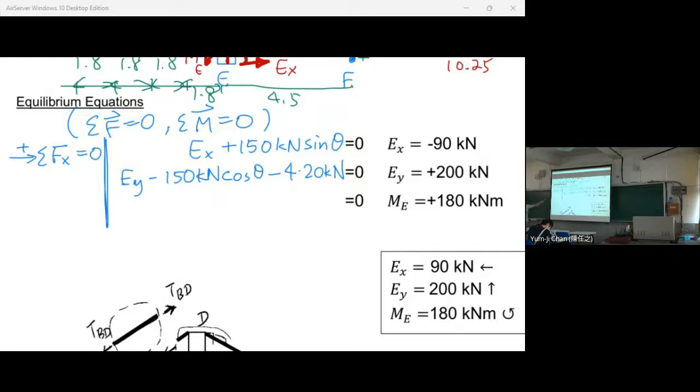So what can we write here? Oh, before the second equation. Summation F y equal to 0, and which side is positive? Up or down? Up. Okay, so we have.